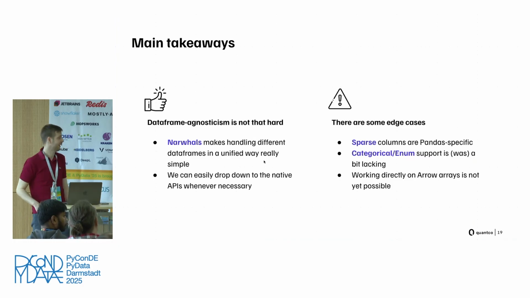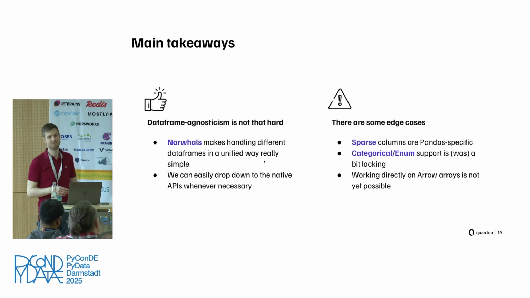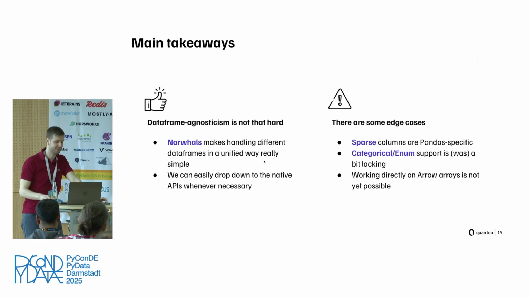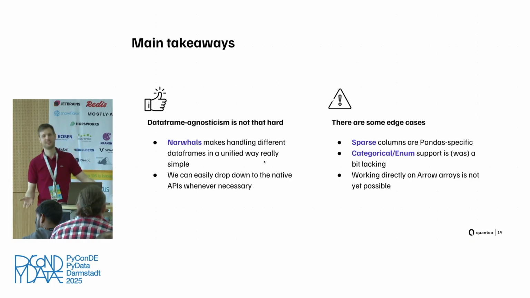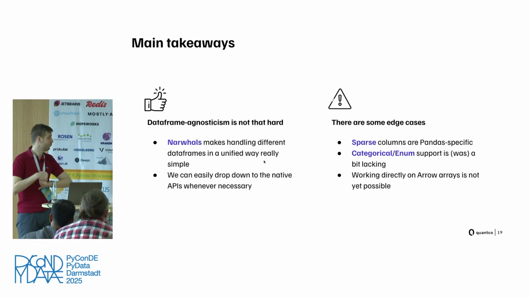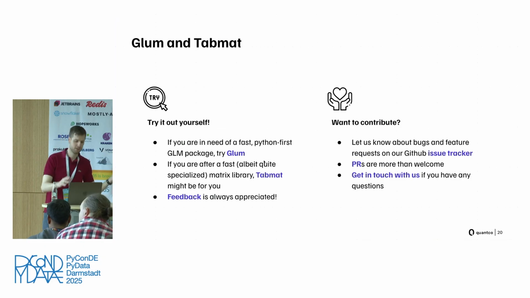And now to wrap it up, what we learned when doing this exercise. Data frame agnosticism is not that hard. When I say not that hard, it's not that hard when you can use Narwhals. I'm sure Narwhals is not an easy thing to create, but using it is just super nice. You can be data frame agnostic when you want to be, and you can drop down to the native API when you want to. There are some edge cases that you need to be careful with, which are almost always related to things that differ between these libraries, like sparse columns or categorical representations.